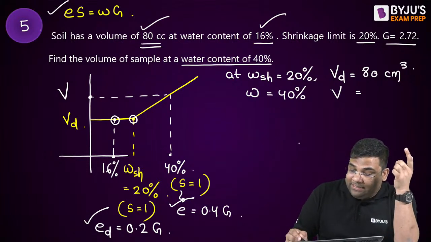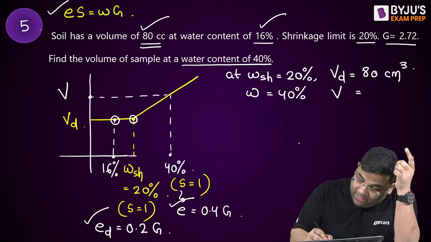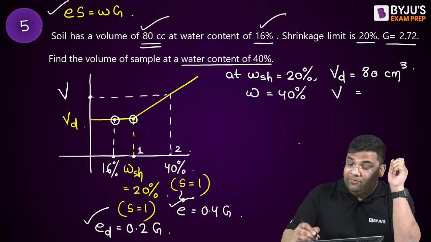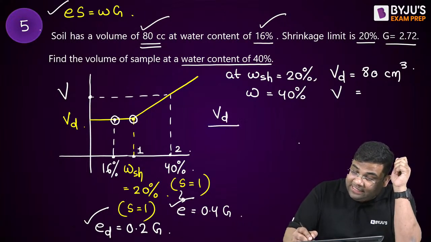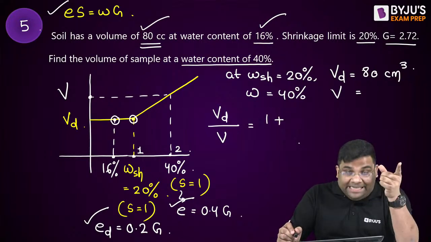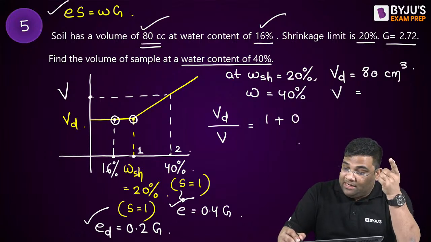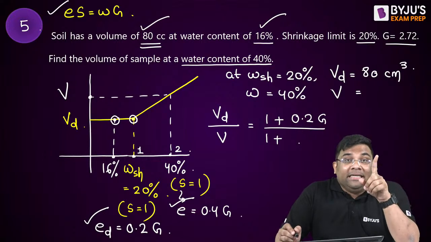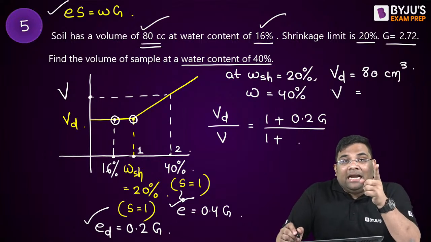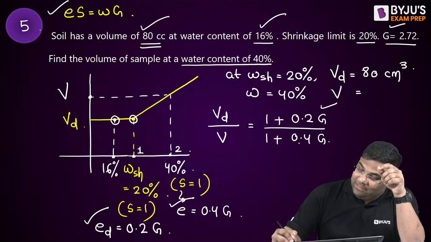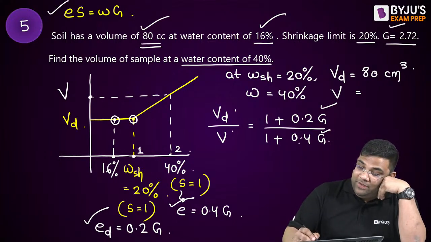Suppose I am taking this as the first condition, and I am taking this as the second condition. In the first condition, the volume is what? Vd. And in the second condition, suppose the volume is V. In the first condition, the void ratio is ed, in place of that I can write 0.2G. And in the second condition, the void ratio is e, and I can write 0.4. Now we know G, right? We know our Vd also.